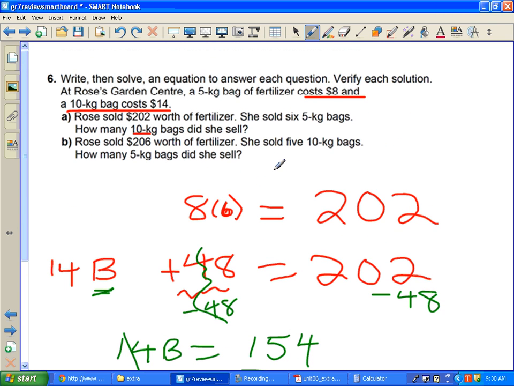And of course, we could verify our solution by just plugging in our answer into our original equation. In other words, putting in 11 for B and seeing if we get the same answer on each side of the equal sign.